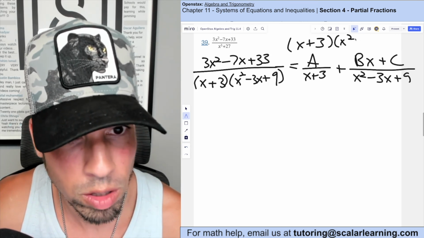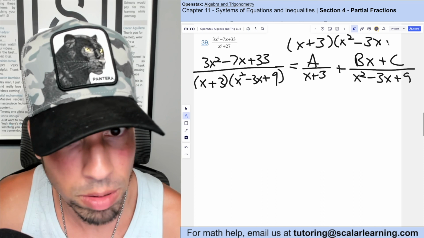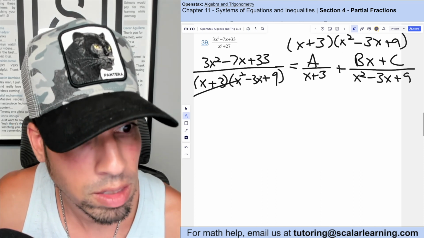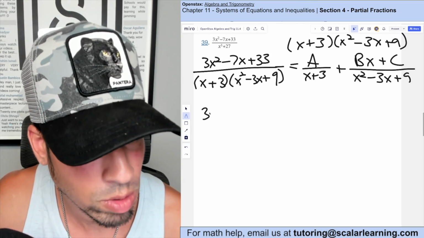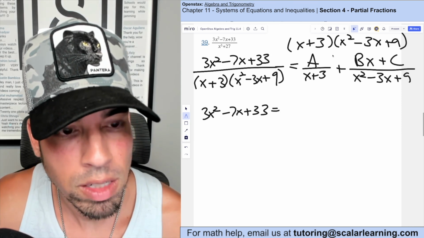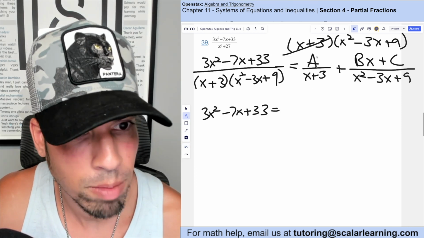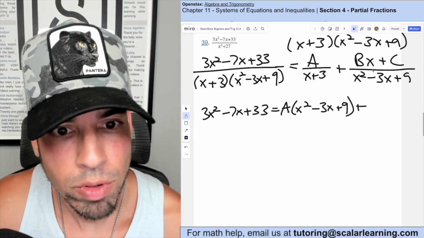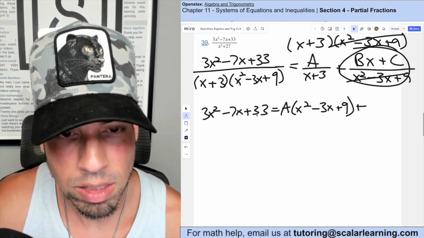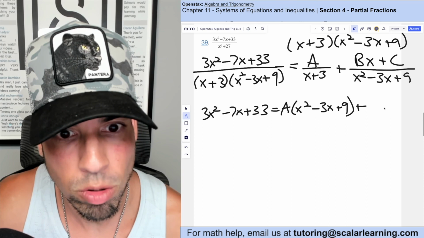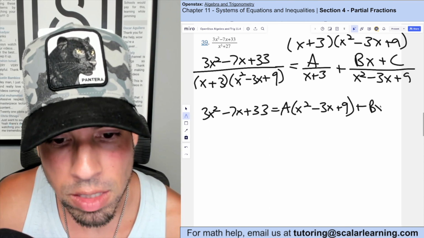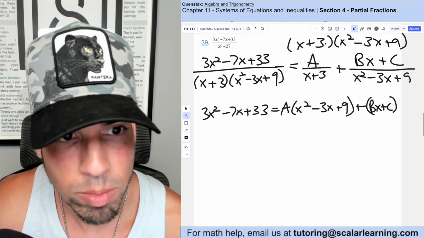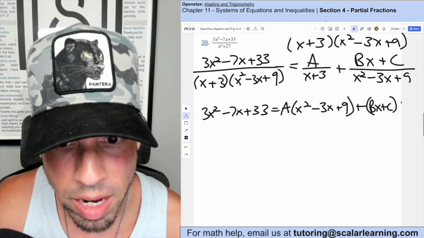times x squared minus 3x plus 9. So we multiply. That's going to cancel this out on the left-hand side, so we have the numerator. And on the right-hand side, when we multiply against this, the x plus 3s are going to cancel out, and we have A times the quadratic. And over here, this entire thing cancels out when we multiply against that term, so we have Bx plus C times this remaining linear factor, which is x plus 3.